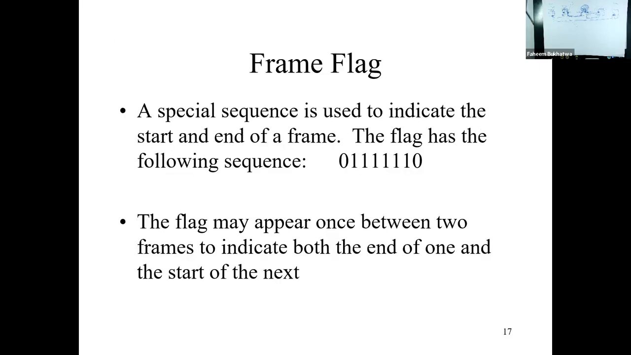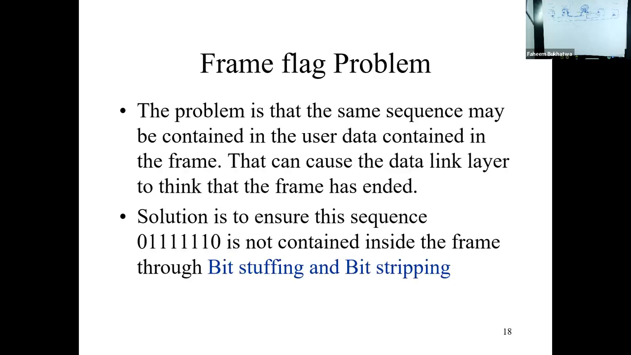These give examples, and here's a frame flag. The frame flag sequence is a fixed sequence in the protocol: 0, six 1s, and a 0. The flag may appear once between two frames. So you can have two flags, one indicating the end of this frame and another indicating the start of a new frame. But one flag is enough, they agreed. Even if you find one flag, it will indicate the end of the previous frame and the start of the next frame.